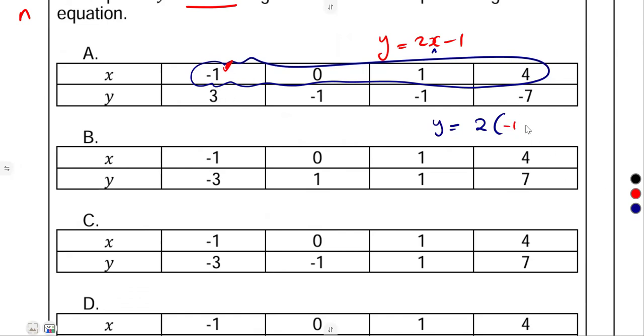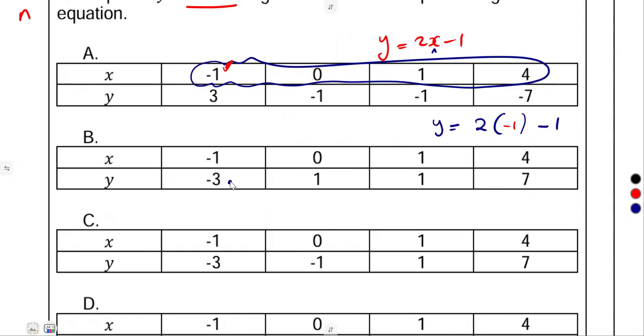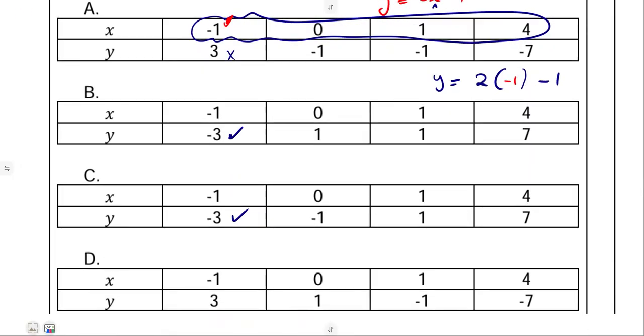Then we're going to subtract 1. You can even use a calculator, guys. This one is straightforward: 2 into negative 1, then we subtract 1, that is a negative 3. Where we have got a negative 3, there is a negative 3. This one is totally wrong. There is a negative 3 here, and there's a negative 3 here. So this one is also totally wrong.